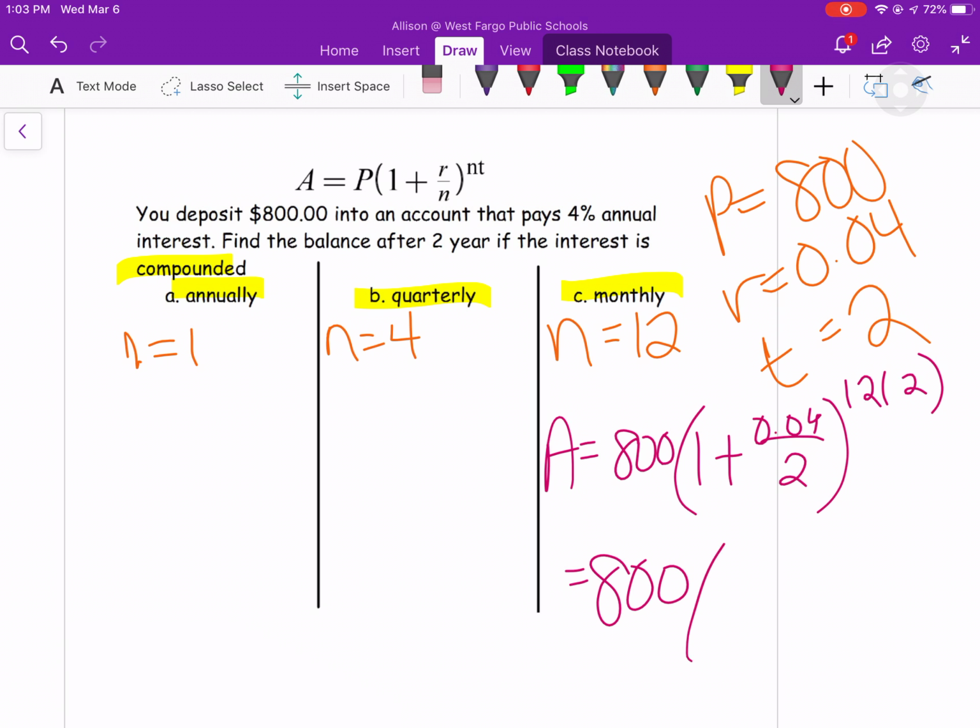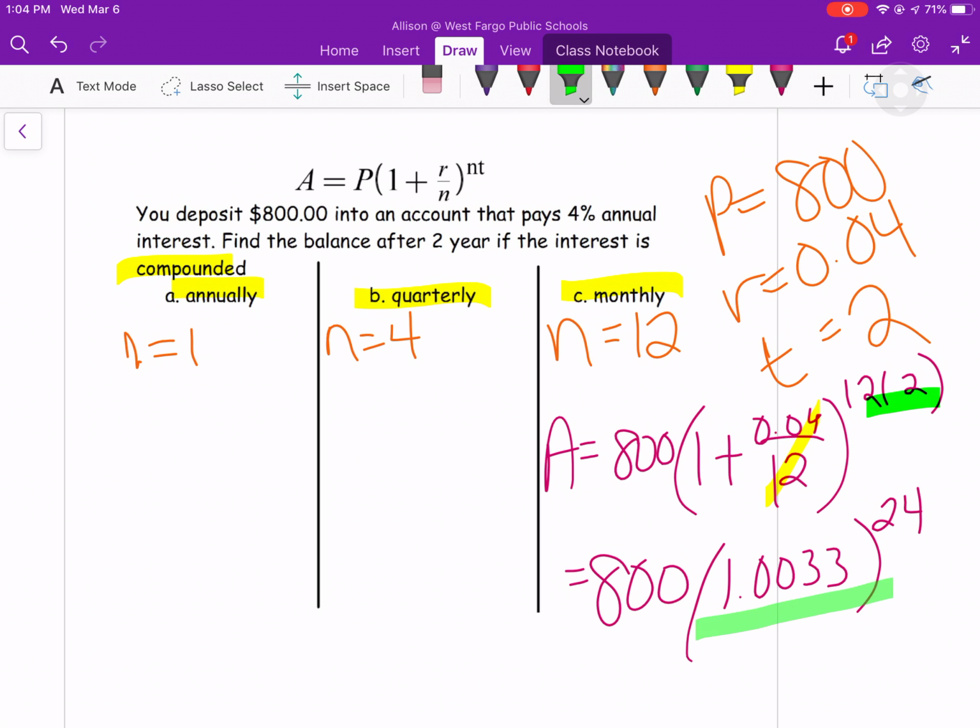So to figure this out, I did what's inside the parentheses first, starting with the division. So I did 0.04 divided by 2. Oh, I wrote that wrong. It should have been divided by 12 because n is 12. So 0.04 divided by 12, I got 0.0033. Then adding 1 to it, I got 1.0033. The decimal, I just took 4 decimal places. And then I did the 12 times 2 on the outside and got 24.